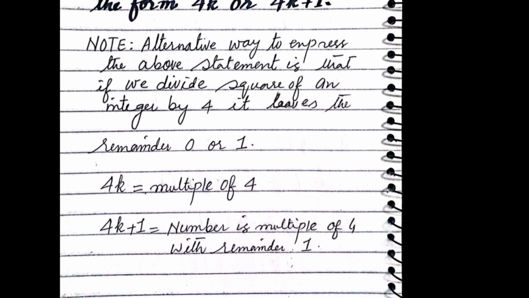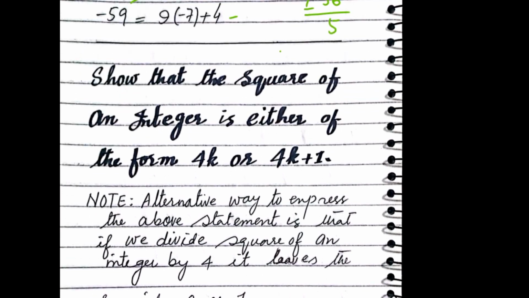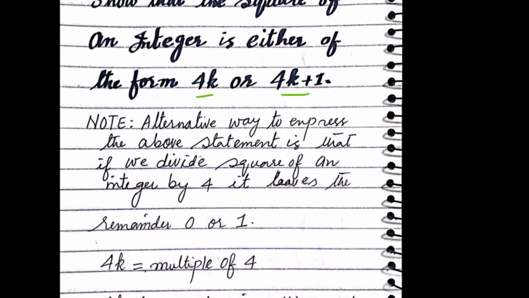The first example is we have to show that the square of an integer is always either of the form 4k or 4k plus 1. An alternative way to express the above statement is that if we divide the square of an integer by 4, it leaves the remainder 0 or 1. You can take any integer and when you divide its square, it always leaves the remainder 0 or 1.